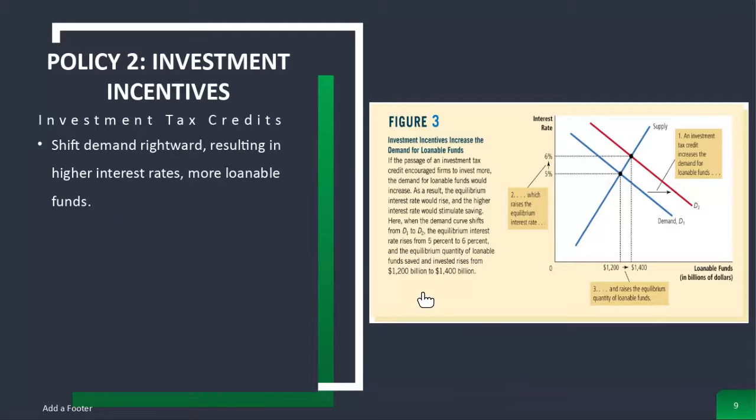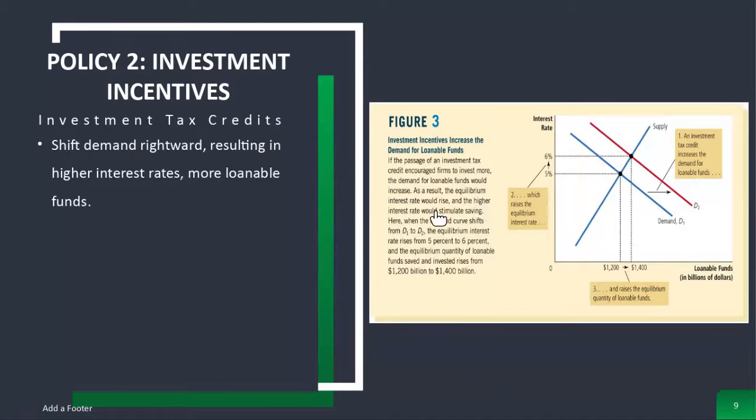But we can also have investment incentives, and there are things like investment tax credits. Investment tax credits typically are deductions for purchases for investment. For firms, it could be the wages they pay, or purchases they make in manufacturing or machinery, et cetera. Those are all investment tax credits. These shift the demand for investments rightward, right? Because it becomes cheaper for you to purchase these items because you get an offset with taxes. And this results in higher interest rates and more loanable funds.